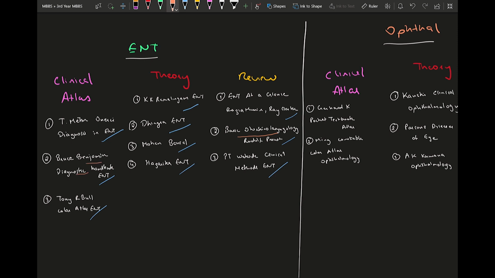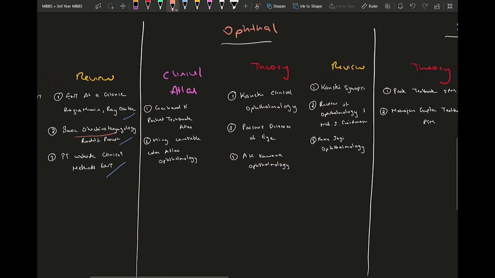I didn't find the ENT textbooks very fascinating to study. I just went through KKR, few topics here and there. I didn't go into detail of any of that.